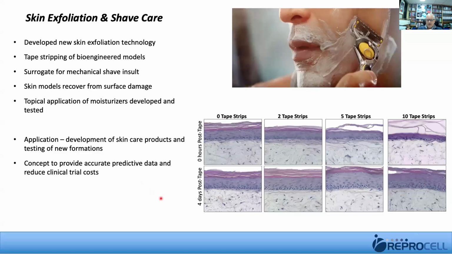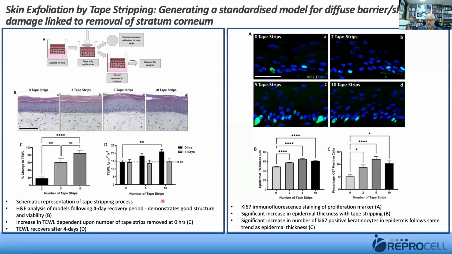So it's a recovery process which happens, and you can continually do this as well. Some of our work has actually used this as a surrogate for shaving. I'll come on to some shaving work in a second. These are the data showing that the exfoliation by tape stripping leads to an increase in TEWL. This is water loss on the surface of the skin as the barrier is compromised. But note after 4 days how the TEWL rebounds just as the structure is restored. So again, structure related to function.